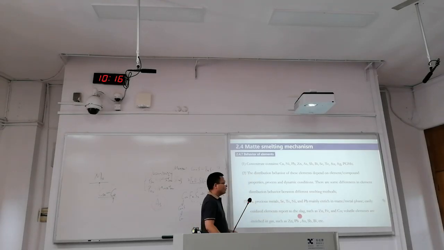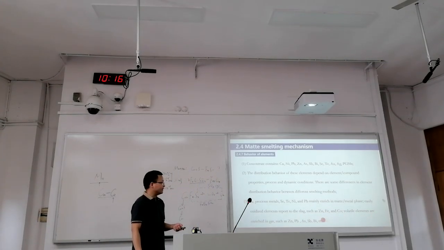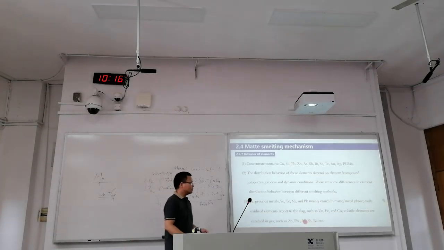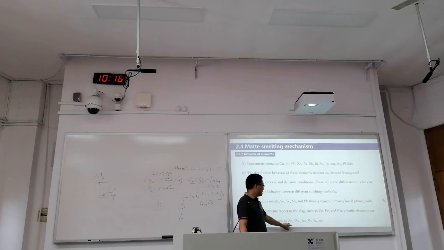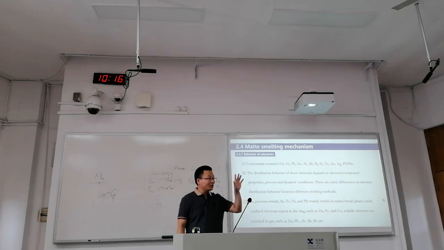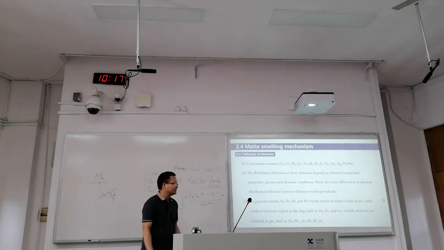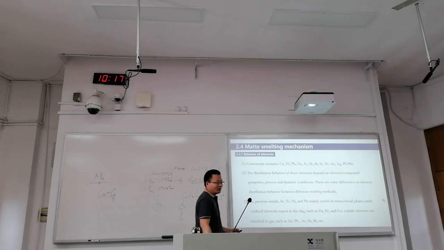And the last one, volatilized elements, which easily go to the gas phase, such as zinc, lead, arsenic, antimony. So try to check. So 1, 2, 3, 4, 5. There are 5 most important impurities in the copper industry, and they will be organized.